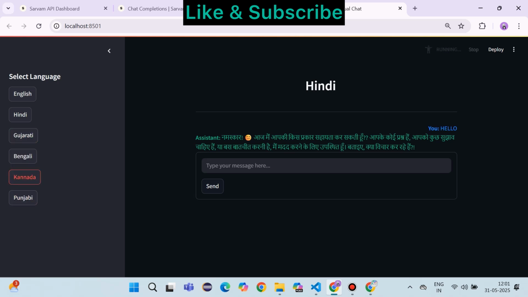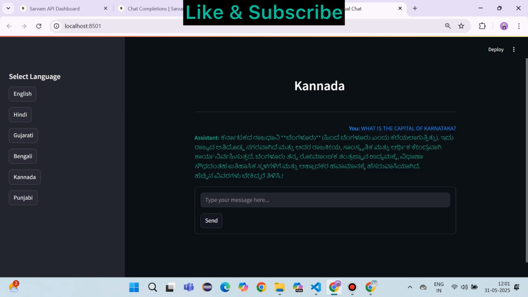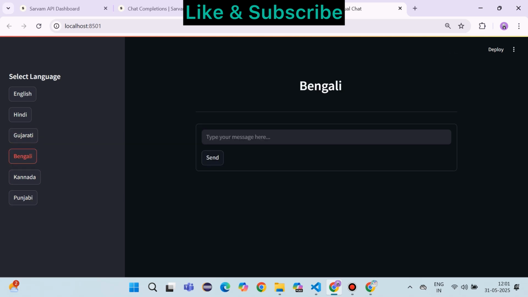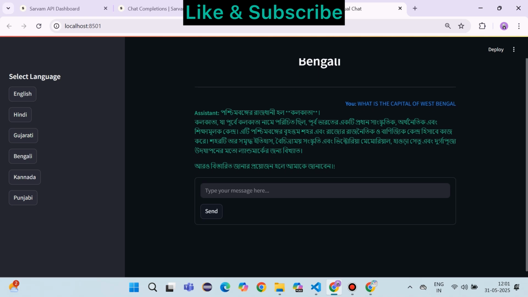And let us try Kannada. Try something different. So what is the capital of Karnataka? So I don't know Kannada, so I don't know what is written. Okay, I'm sorry. Then for Bengali, which is my mother tongue, I ask what is the capital of West Bengal, and the answer is Paschim Banga Rajdhani, Kolkata. So that's my Bengali.